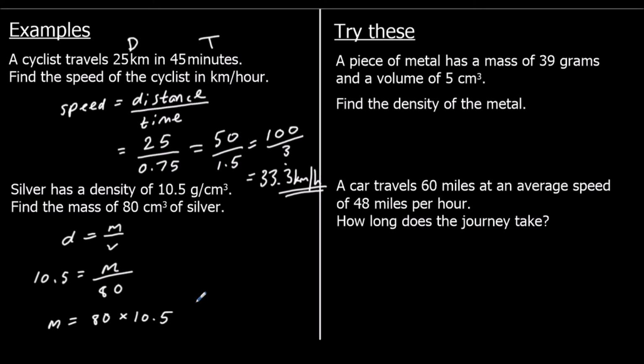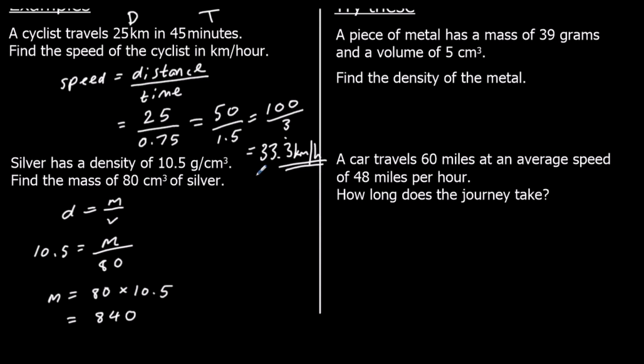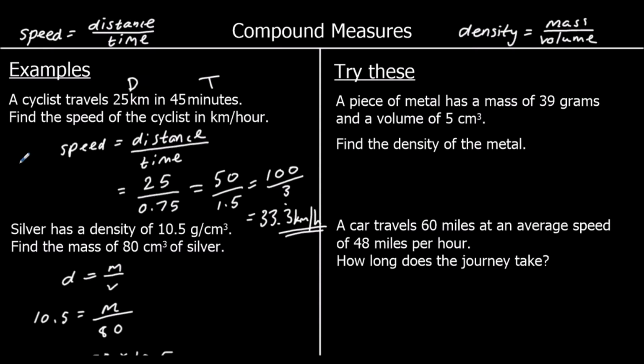Again, we could use a calculator, but if we're not using a calculator, 10 80s are 800. Half an 80 is 40. So that means we've got 840, and it's a mass, and it's in grams. The density was given in grams per centimeter cubed. So the mass is in grams. Okay, 2 of these for you to try. So give these a go.